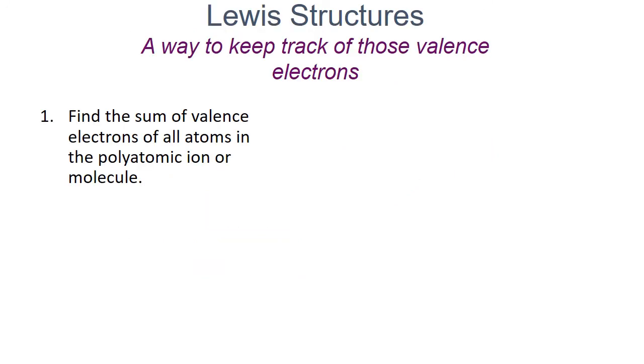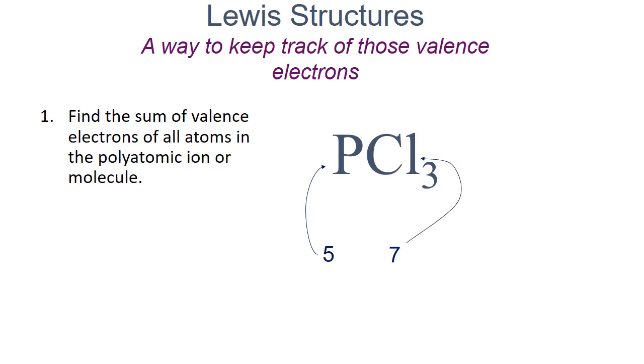Now let's study how to draw a Lewis structure. To draw a Lewis structure you have to follow a few steps. The first one is to find the sum of valence electrons of all atoms in the polyatomic ion or molecule. Let's take an example, PCl3. Here the number of valence electrons in phosphorus is 5 and in chlorine is 7. Therefore, the total number of valence electrons is: there are 3 chlorine atoms, so 3 times 7 is 21, plus 5 is equal to 26.